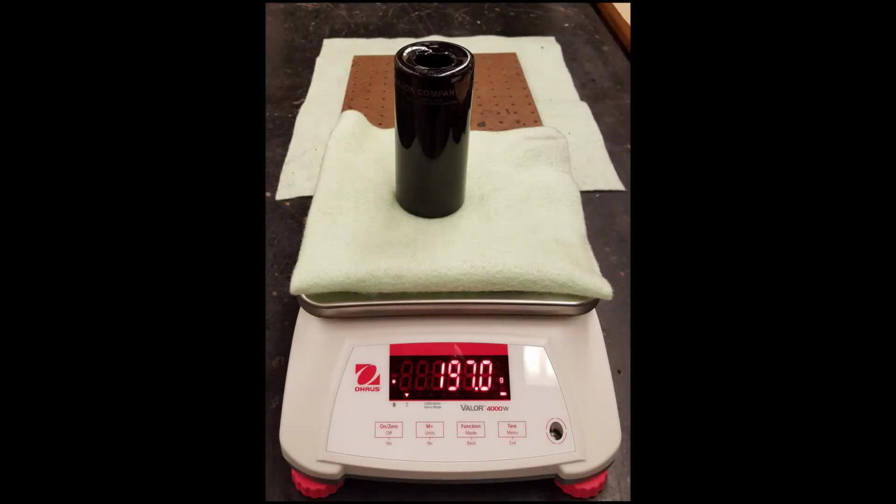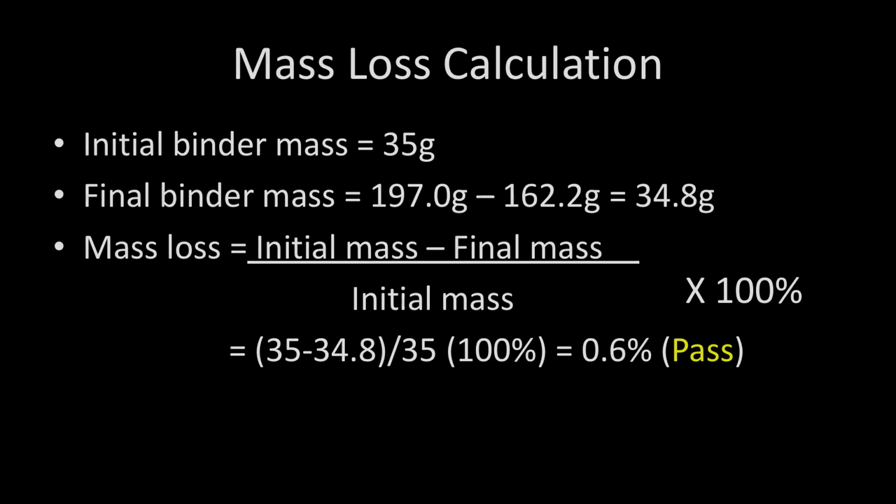After the mass change bottles have cooled, weigh the bottles and record the mass. In this example, where we are using just one bottle, the weight of the bottle plus binder after the RTFO test is 197 grams. Determine the mass loss. To do so, first determine the initial mass of binder before the RTFO test for each bottle. For our example, this was 35 grams.